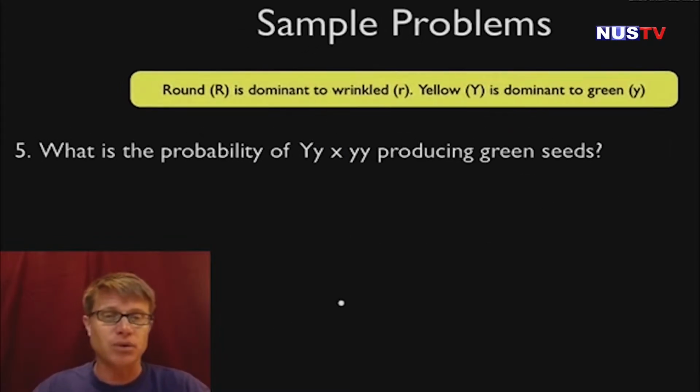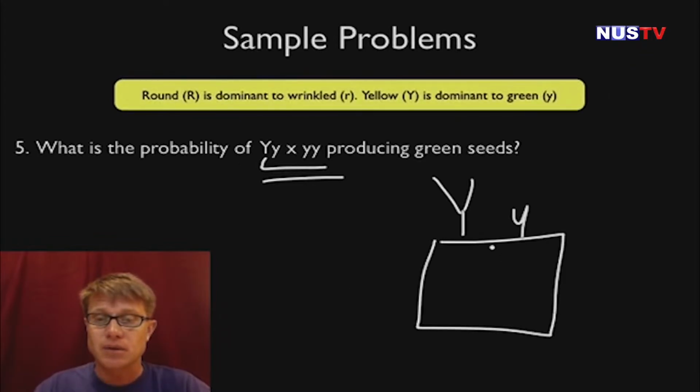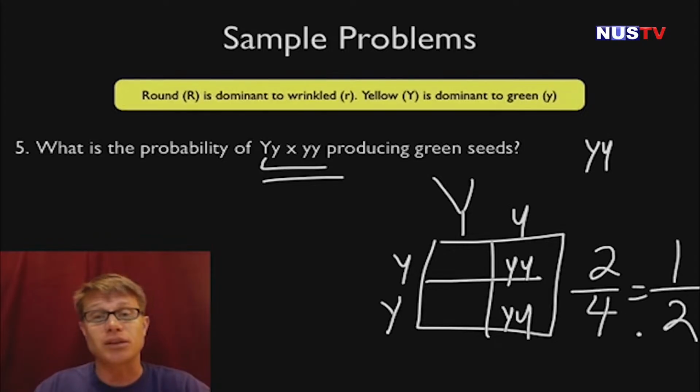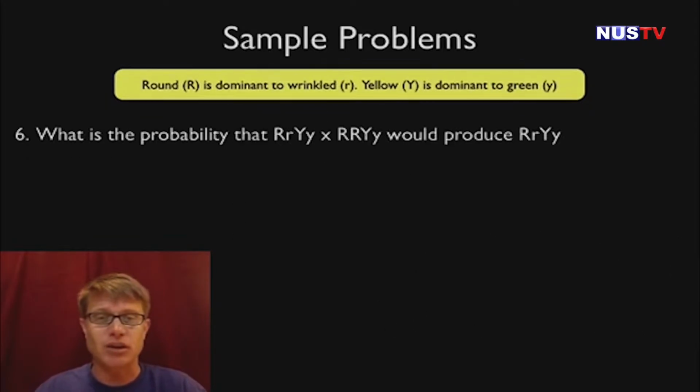Let's look at the next one. What's the probability that this cross would produce green seeds? Well, I do the same thing again. Big Y, little y, crossed with little y, and we're looking for green seeds. Green seeds, remember, are going to be little y, and so I could get it here, I could get it here, and so that is a 2 in 4 or a 1 in 2 probability that we're going to get green seeds from that. And so even though you might think you're super smart, do a Punnett square. You're never going to miss the problem then.